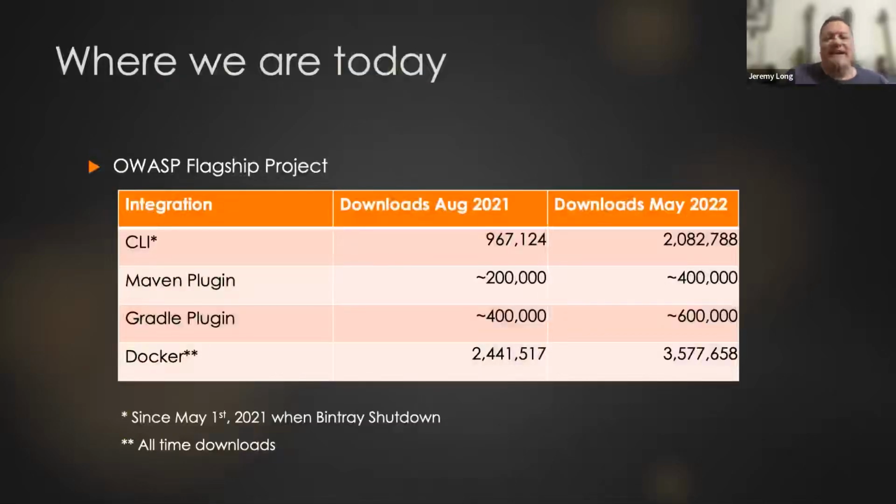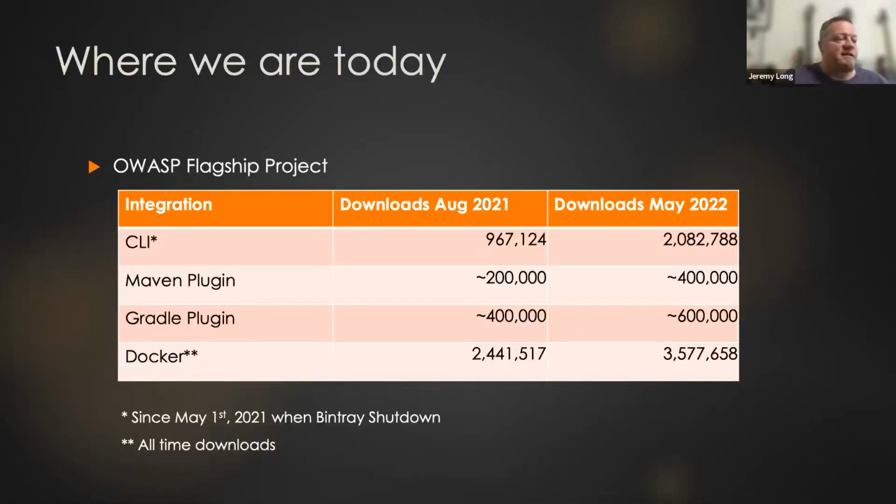Where we are today, I saw the pull count from the Juice Shop, and I think he posted that he had something like 45 million pulls on the Docker image, which is amazing. But even for me, with just this little dependency check project, in the last, well, it's less than a year, I pulled the stats for August 2021. And for the CLI and the Docker, these are all-time downloads of the tool, where the Maven and Gradle plugin are just the downloads for the individual month.